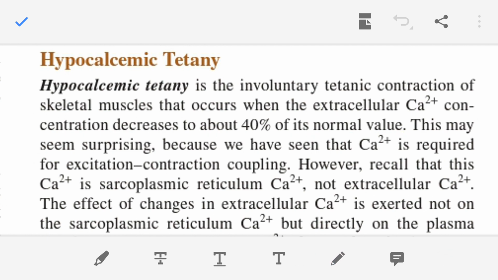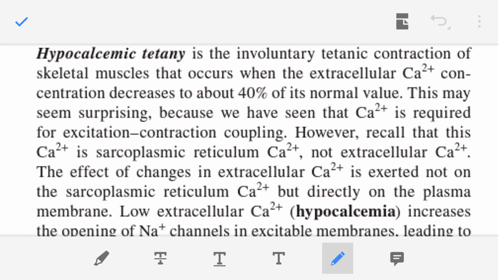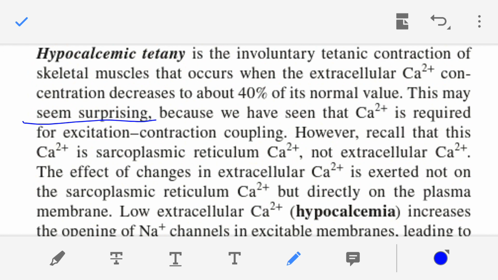Now this seems very surprising, because we have seen that calcium is required in the muscle contraction topic. We have learned that calcium is important. Calcium plays a very vital role in the muscle contraction process, and we have already studied excitation contraction coupling. So now you are familiar with what role calcium is playing.